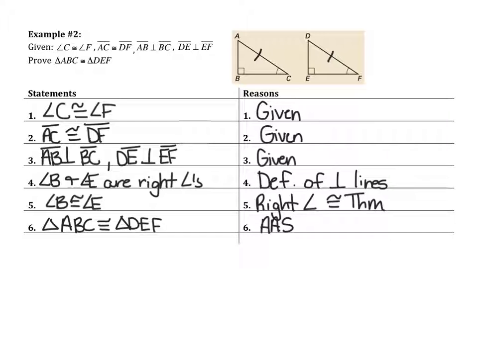Again, that's different than angle, side, angle, since the side was not included between the two angles that we had as congruent. This is the end of the proof, so I put the 2 tick marks to indicate that.